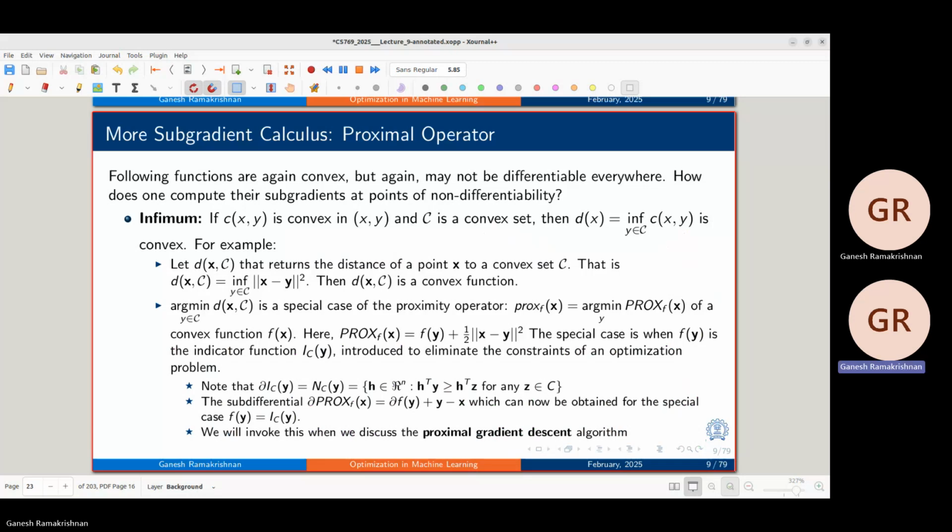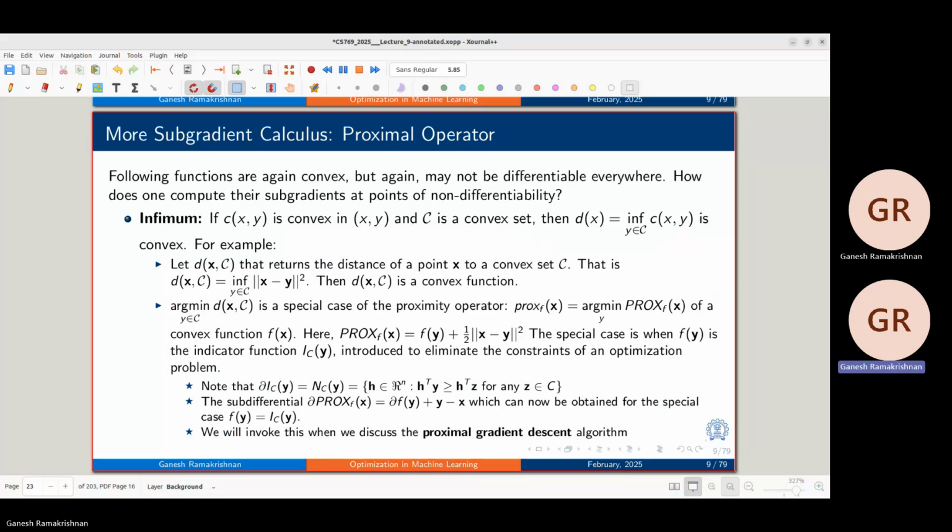I'm not just copying what is there on the board, I'm giving a special case, trying to relate it to something you know on the board. Likewise, if you look at this special case of projection, what will be its subdifferential?